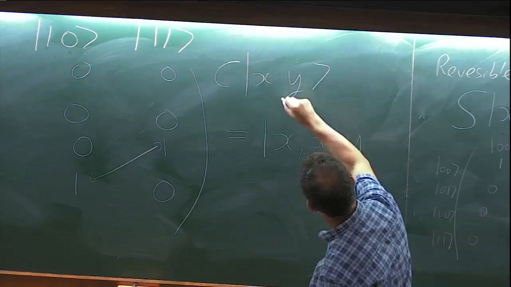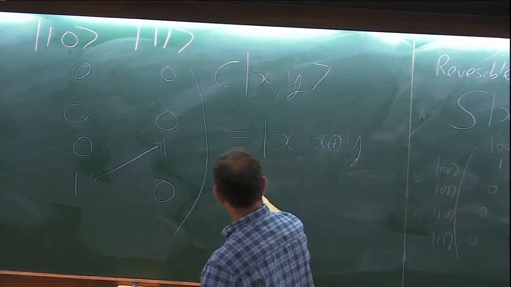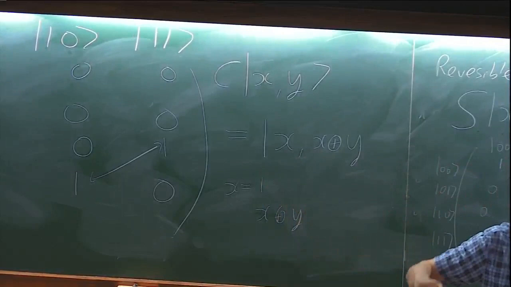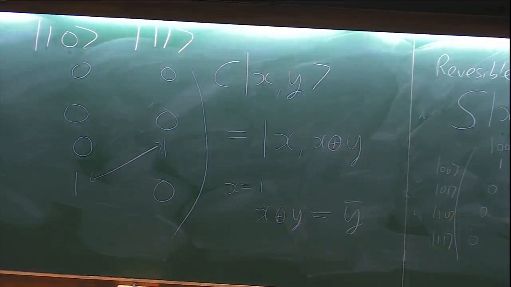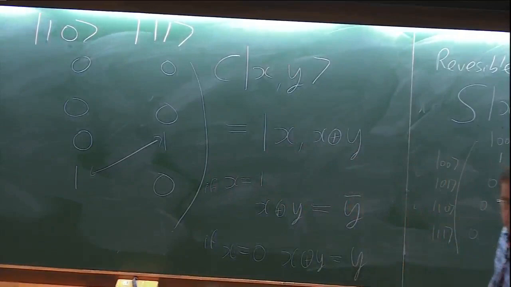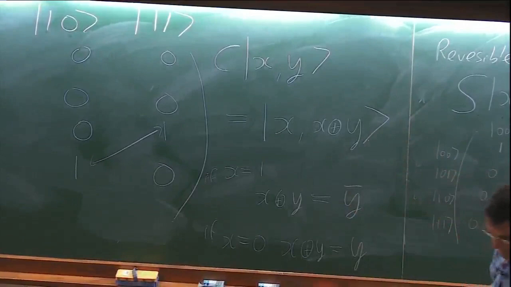So why is that? Because if X equals 1, adding 1 to Y gives you, if Y is 1, you get 0. If Y is 0, you get 1. Let's call that the complement of Y. Let's call that Y bar. And if X equals 0, then the bitwise addition leaves Y unchanged. So this is what the C-NOT does.